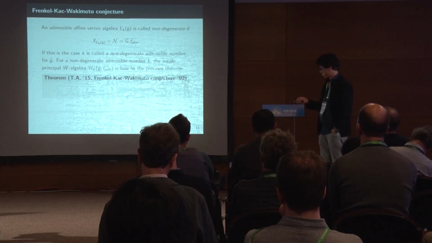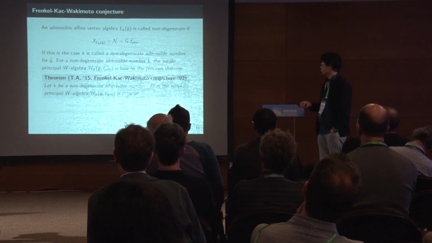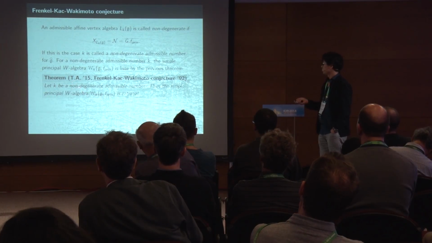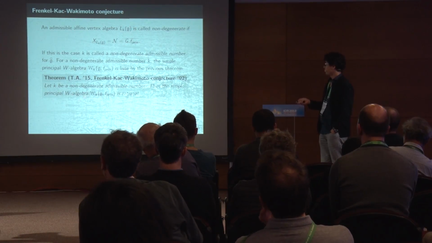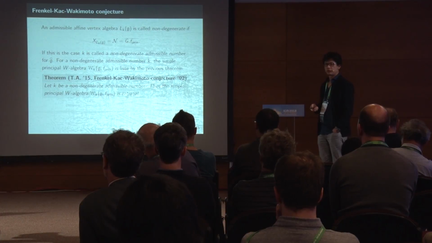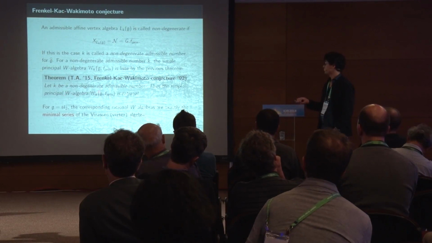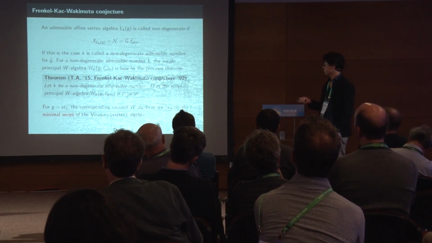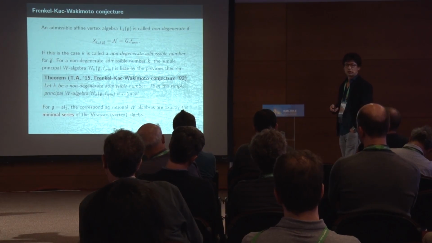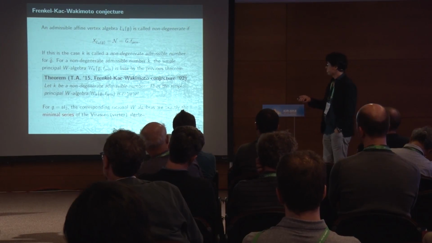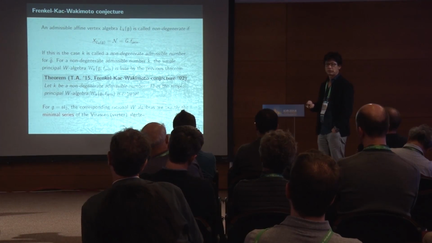This was conjectured by Frenkel, Kac, and Wakimoto in 1992. And in fact, this is true. So if you take any non-degenerate admissible affine vertex algebra, you get a rational simple W-algebra. And for SL2, this rational W-algebra is exactly the so-called minimal series of the Virasoro algebra, which appeared in the work of BPZ. So this extends the minimal series of the Virasoro algebra to any simple Lie algebra.